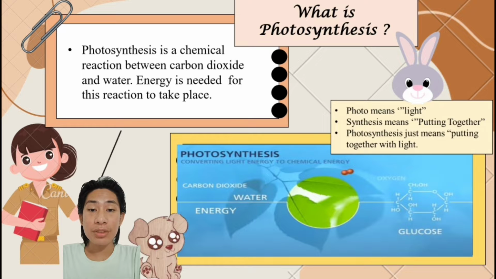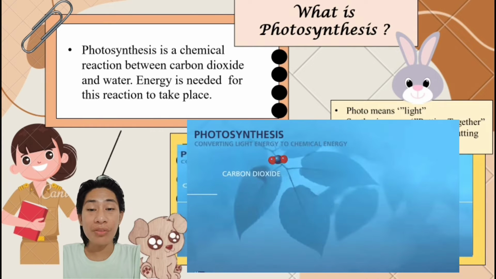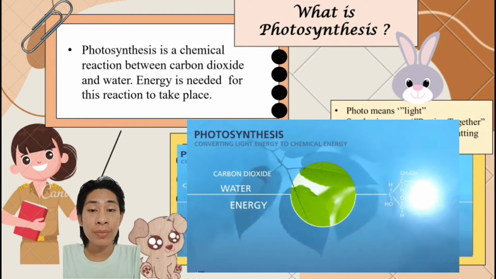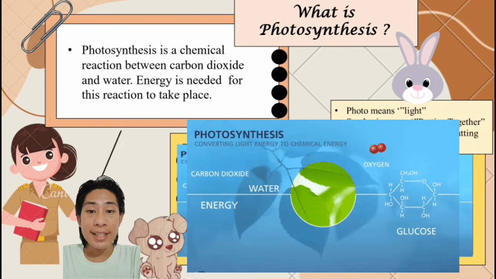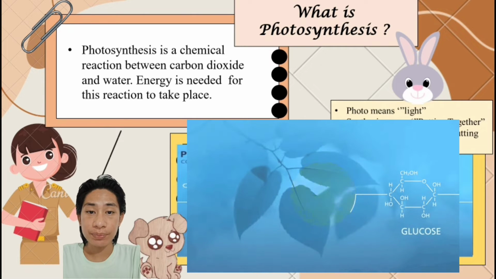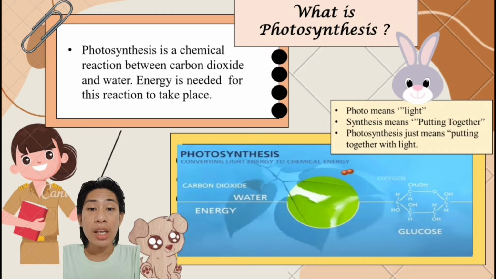In order for plants to grow, they need inputs of carbon dioxide, water, and energy. The chemical process by which plants use these resources to manufacture glucose, the building blocks of the plants, is called photosynthesis. In the process, oxygen gas is produced as the byproduct.